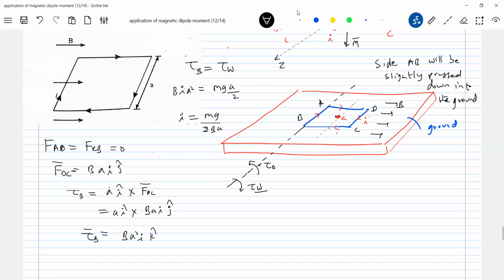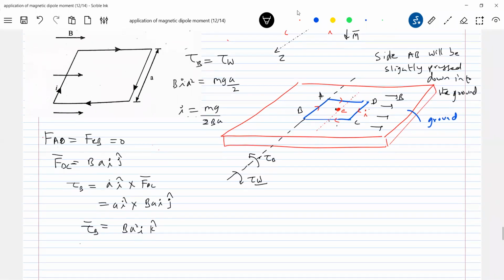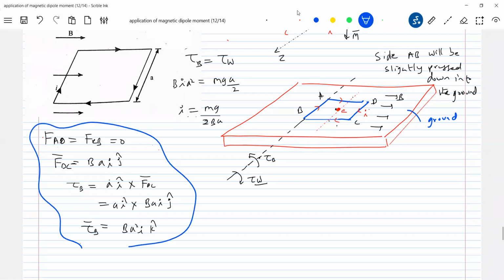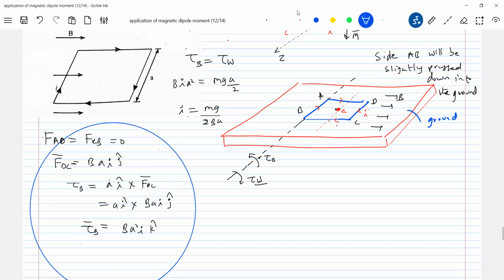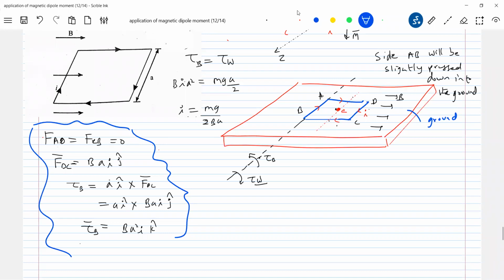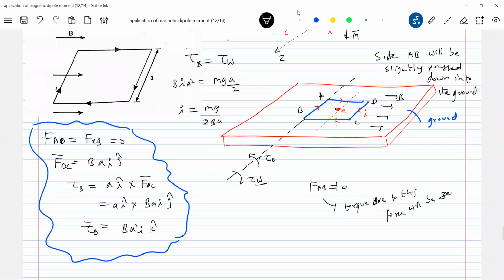Fine, so that is the same thing I wrote. This is actually the thing, and I suggest you think in this way. Now, why will the torque due to FAB not be there? Because FAB intersects the axis of rotation. Therefore I didn't consider it. FAB will also act and will be non-zero, but the torque due to this force will be zero.